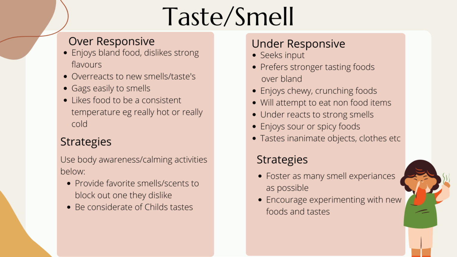As for a sense of taste and smell, if your child is over responsive, you may notice that they prefer bland or plain food and dislike strong flavours and tend to overreact or even gag easily to new tastes and smells unfamiliar to them. You may also find that your child likes their food to be at a constant temperature. For example, they may prefer their food extremely hot or extremely cold and not really the happy medium that we may prefer. Suggested strategies for this are providing your child with their favourite scents to block out one they dislike.